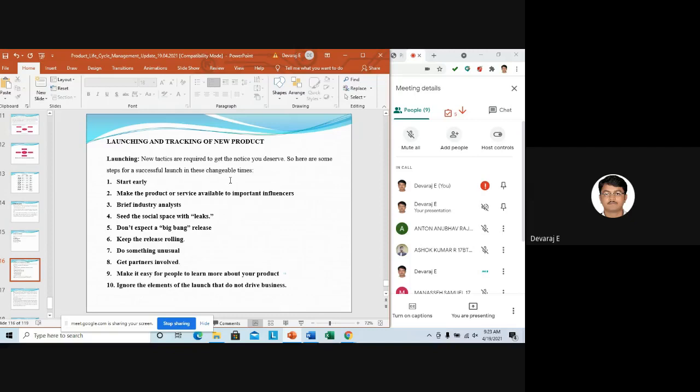But for launching, you should go before 6 weeks, that means before 1.5 months. You should complete the manufacturing of the products and launch your product. Within that time you should reach the customers. Whatever date you tell the customers, you should launch your product before that date, before 1 month or 1.5 months, and supply the product to the customer. So that's called start early.